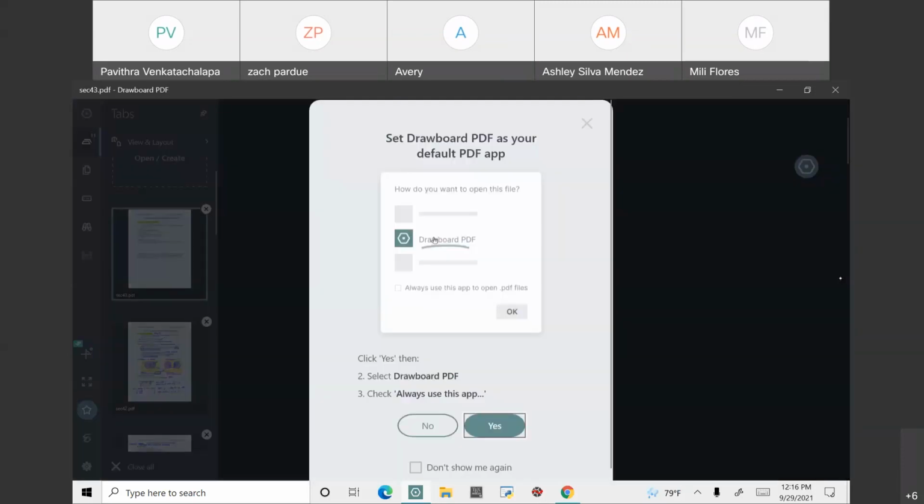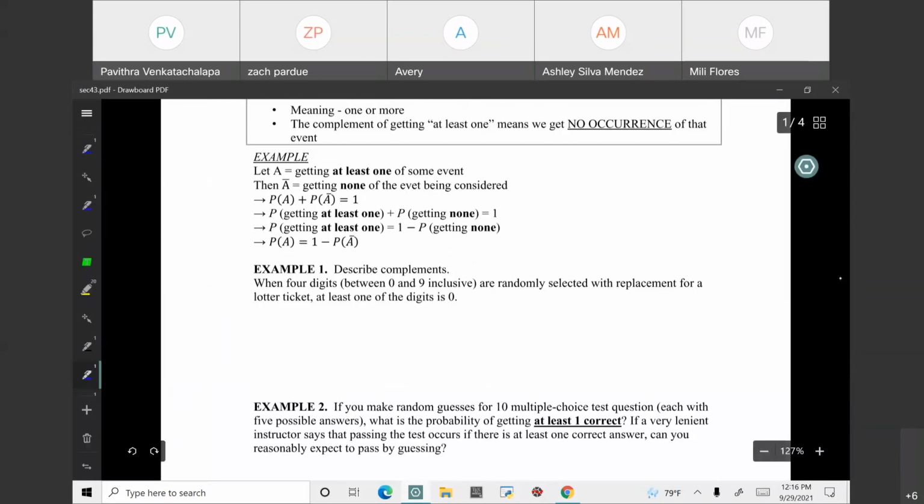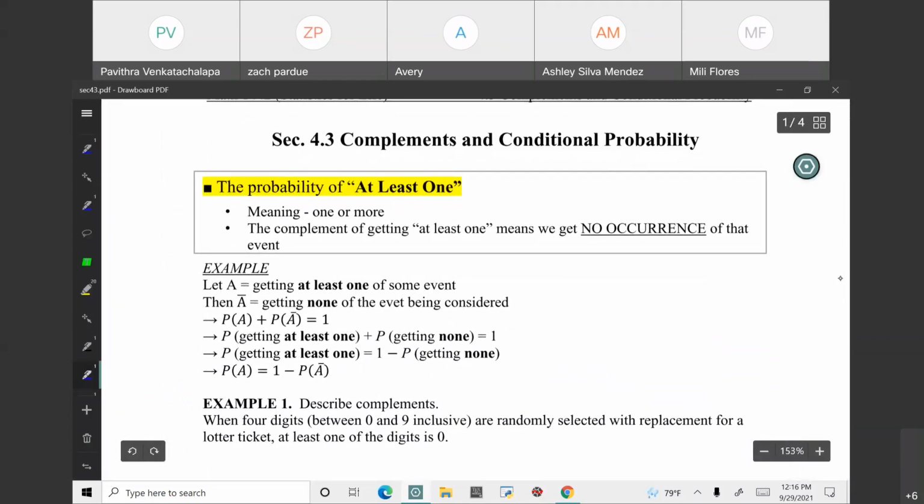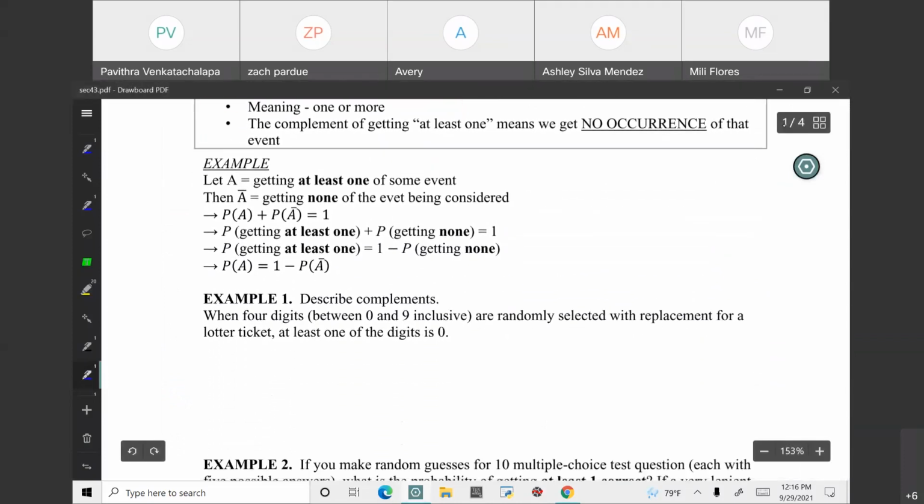Now, section 4.3. We have already learned this, but it's just like a summary. Now, if I say that A is the event for getting at least one, it could be any event. But if I say that A is the probability of getting at least one, then A complement means the event doesn't occur, right? That is the definition we learned. So it could be getting none in that event. If I say A is at least one, then A complement is none. So we will not get nothing. Okay?